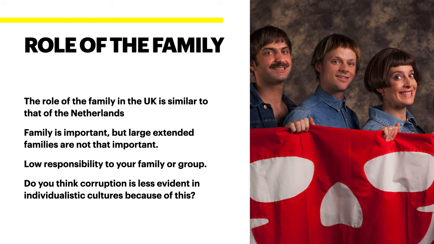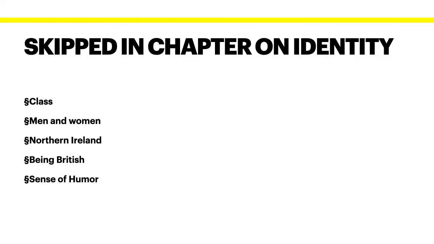Now, finally, there are some texts that we did not cover in the chapter on identity, and that is, of course, talking about class, men and women, Northern Ireland, being British, and sense of humor, because these were all topics that we covered last year. However, you do have to know them for the exam, so make sure that you cover them.